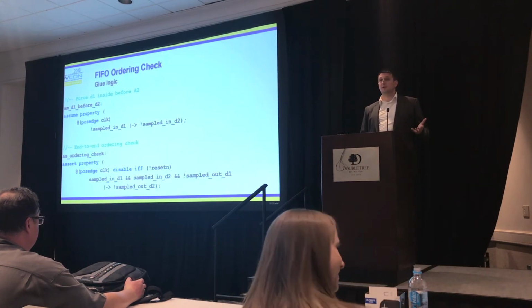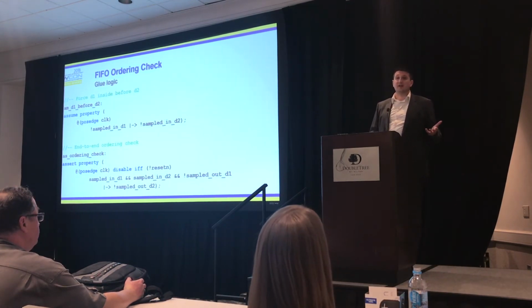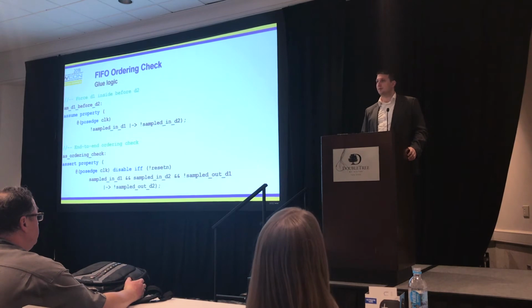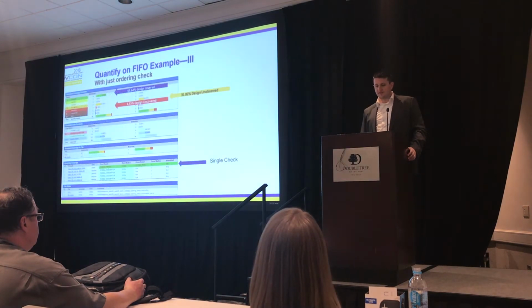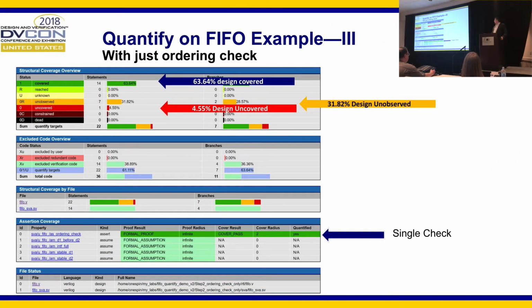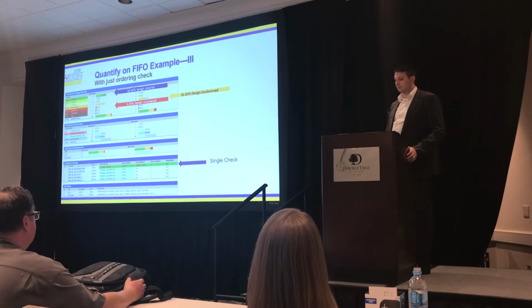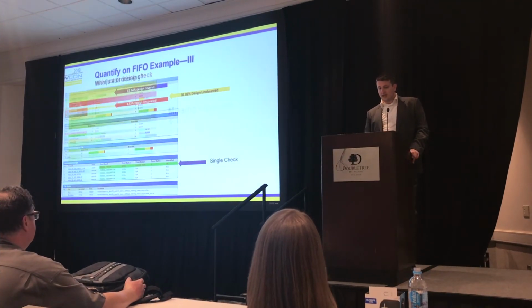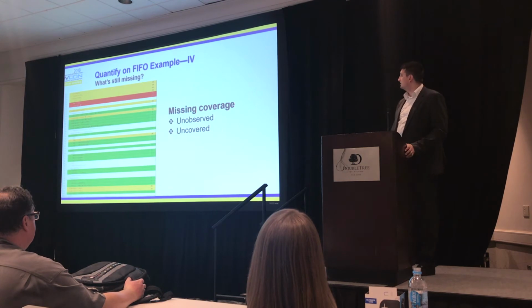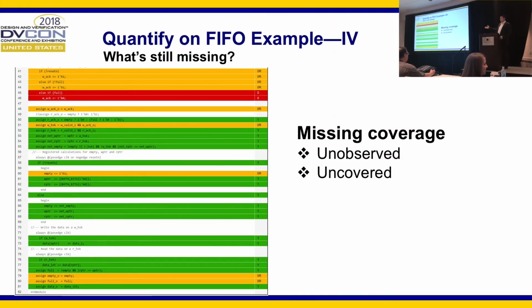Okay, so I've written my ordering check, and I'm expecting pretty high coverage. It's a FIFO, right? So it should be simple. So let's see what quantify says. And quantify says that we did cover 63% of the design, but a third of the design is still unobserved. And if we zoom into the source code a bit, it's very easy to see where the coverage is missing, so you just follow the red and the yellow.